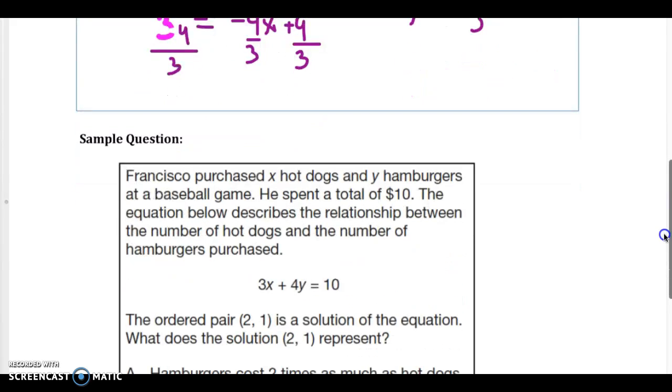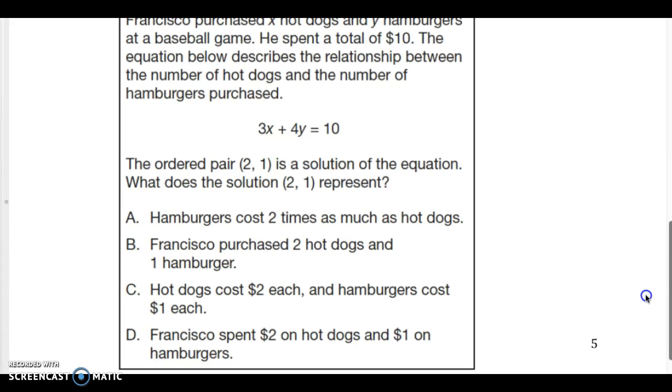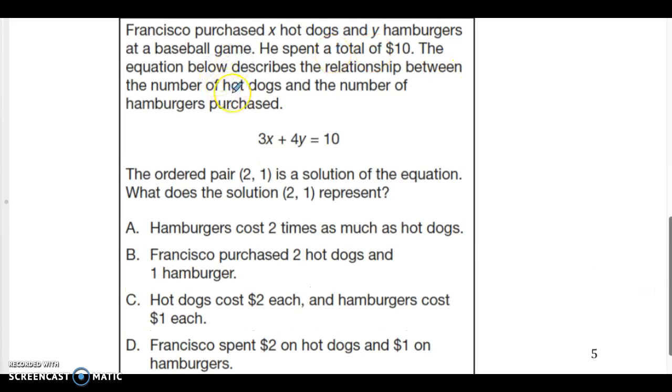So here's our sample question, and in this situation, they give us an ordered pair. And so we're purchasing hamburgers and hot dogs, and we've got $10 to spend. And if you start to dissect this equation, we can see here X is our hot dogs, and that 3 right there, think about what that means, and think about what that 4 means. So in both of these cases, the 3 is going to represent how much a hot dog costs, and the 4 represents how much a hamburger costs. And there's our $10 we have to spend.